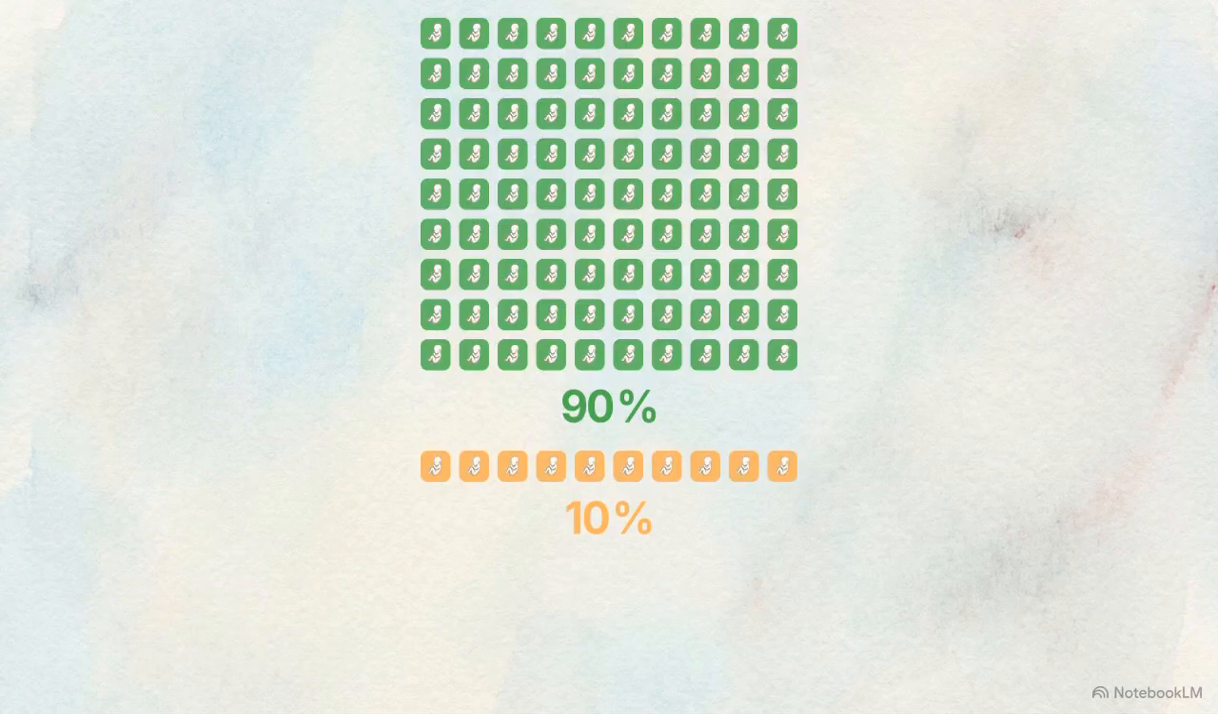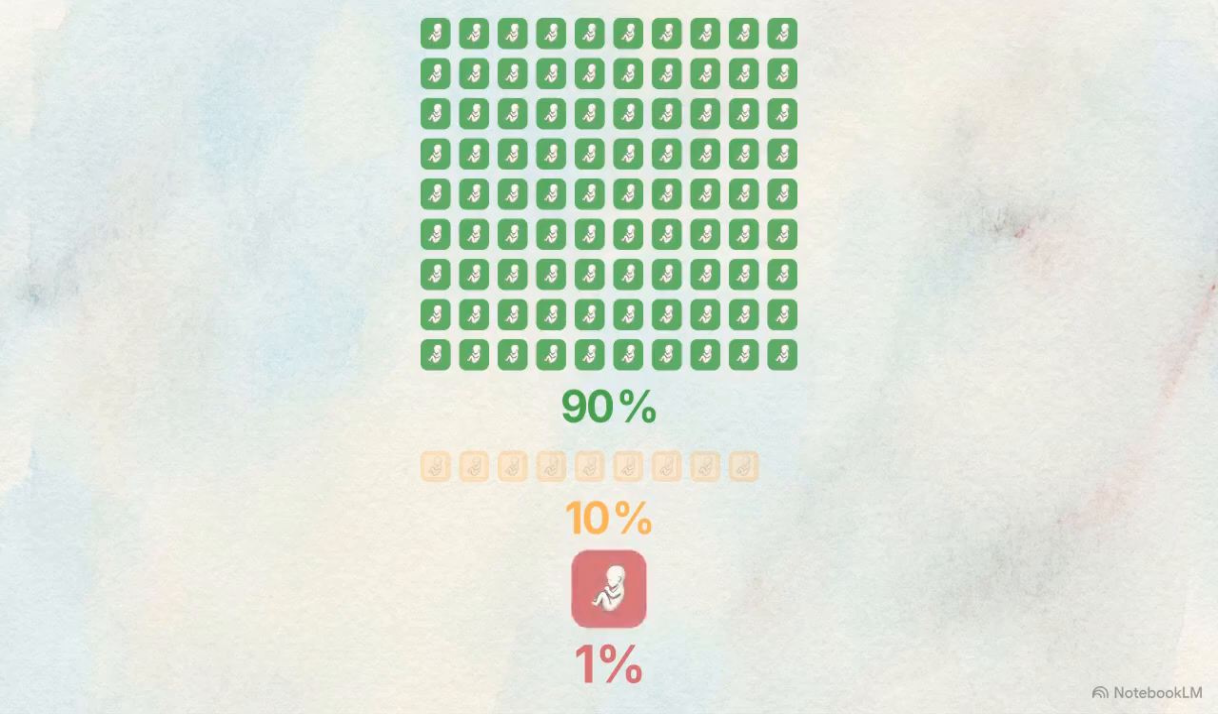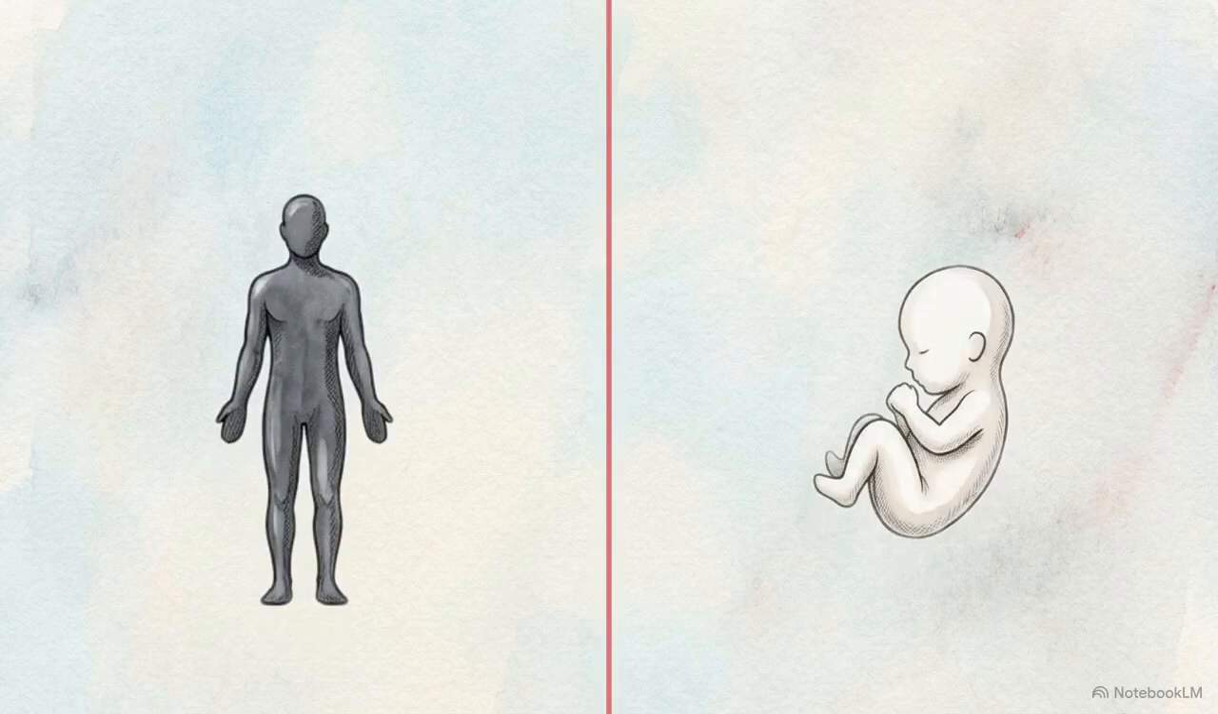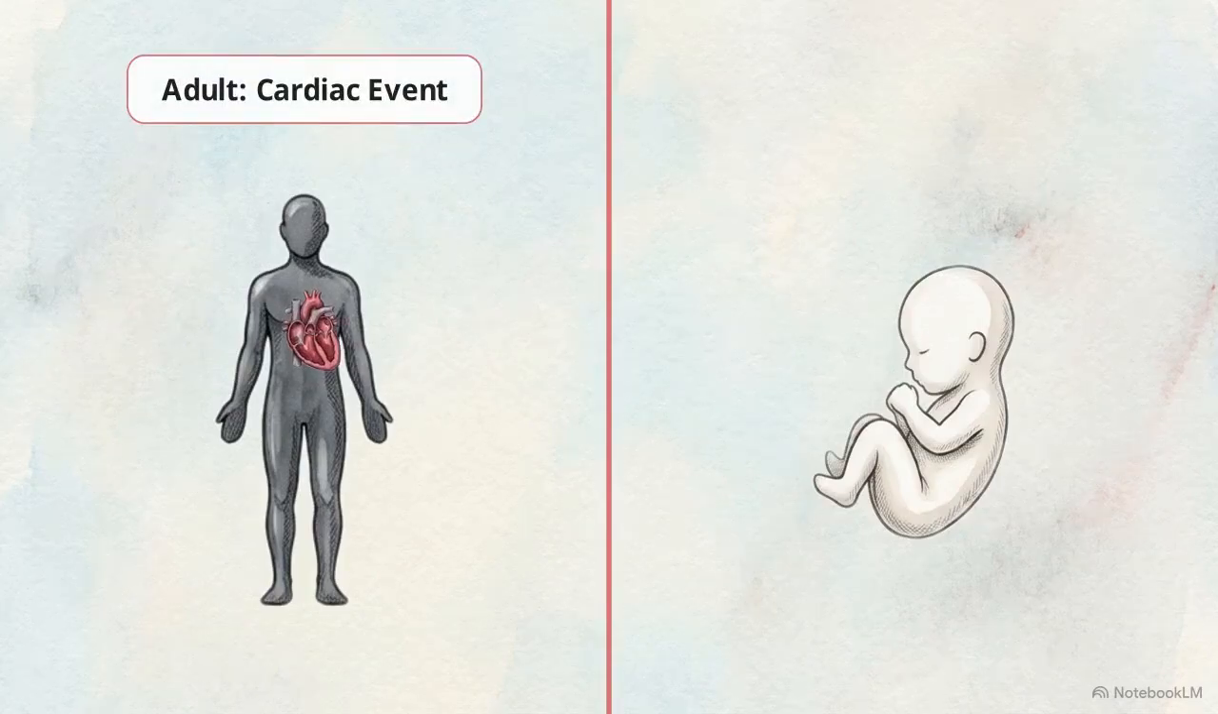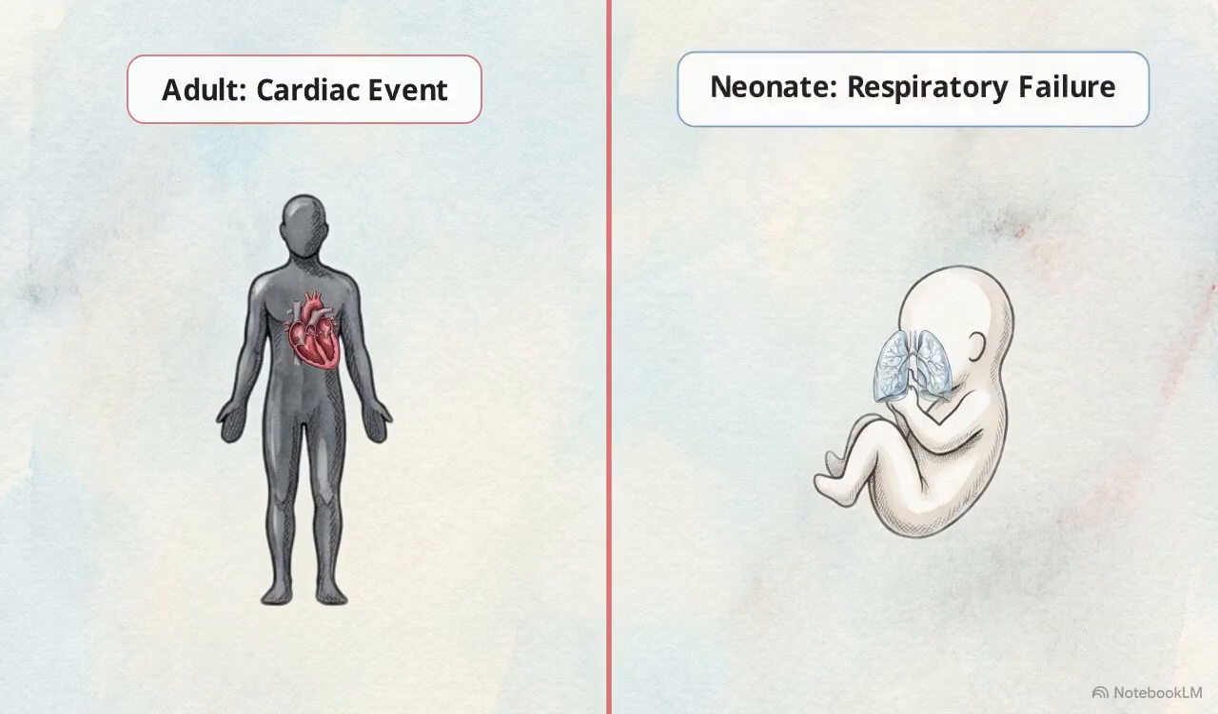Roughly 10% require some form of respiratory assistance to complete the process, and exactly 1% demand extensive, invasive resuscitative measures to survive it. This creates a strict dividing line between adult advanced cardiovascular life support and neonatal care. When an adult crashes, it is typically a primary cardiac event. When a newborn fails to transition, it is almost entirely a respiratory problem.